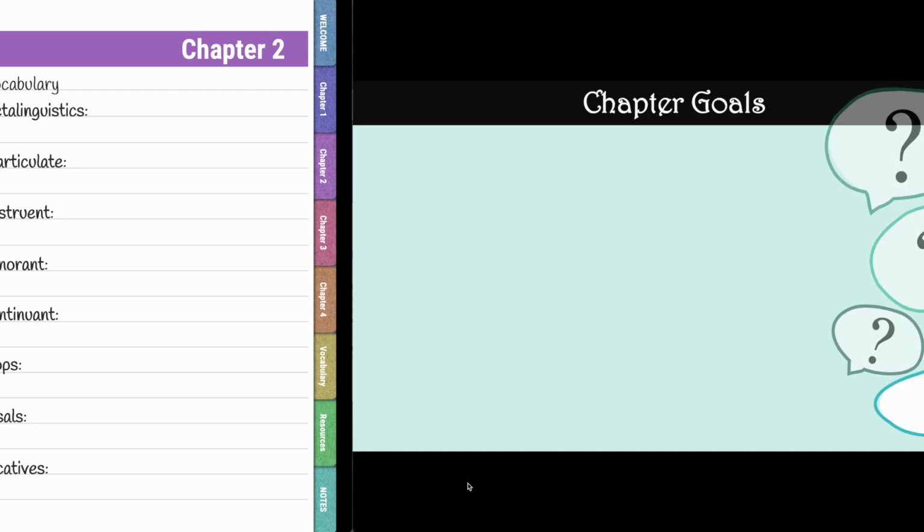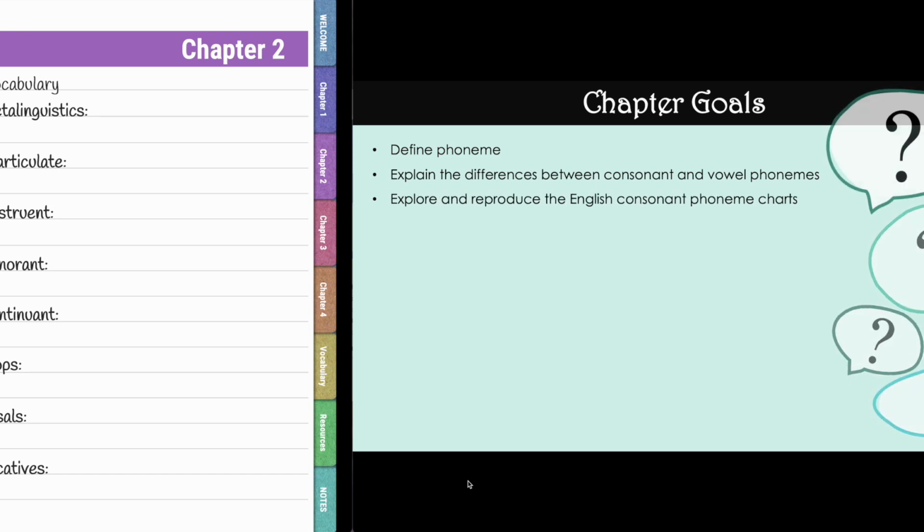So the first thing we're going to really focus on is defining a phoneme. What is it? What does it mean for us as educators? And then we're going to take a look at the difference between consonants and vowel phonemes, and we're going to explore and reproduce those characteristics through a phoneme chart. This first half of the chapter, we will be looking at consonants primarily. The second half of the chapter, we'll take a look at vowels.